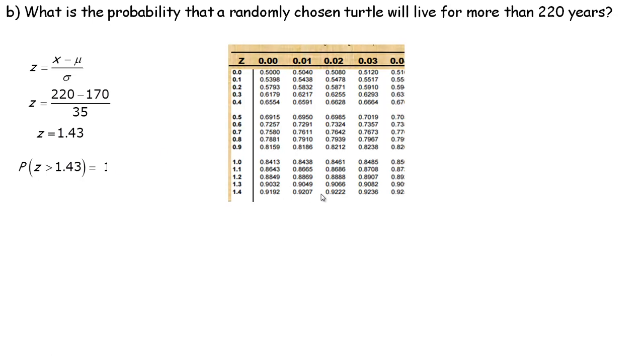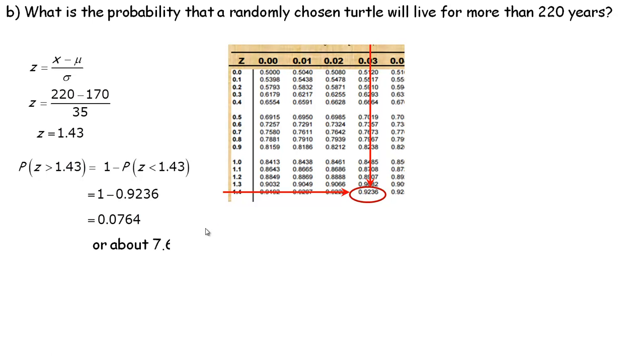So we have to look up 1.43 in the z-score table. So 1.4 comes across here, and down the 0.03 column, so we're looking at 0.9236. Now remember, the z-score table gives you the probability of less than 1.43. We want the probability it's greater than. So basically 92.36% of the population is less than 1.43 standard deviations above the mean. Since we want greater than, that's why we're subtracting this from 1. That's why it's 1 minus this 0.9236 number, which works out to be 0.0764 or about 7.6%.